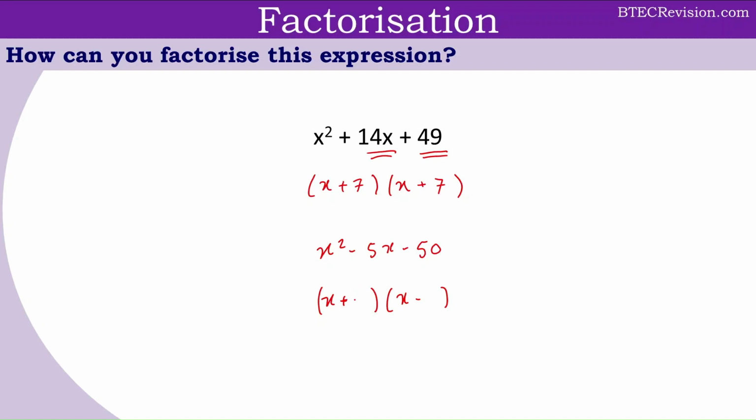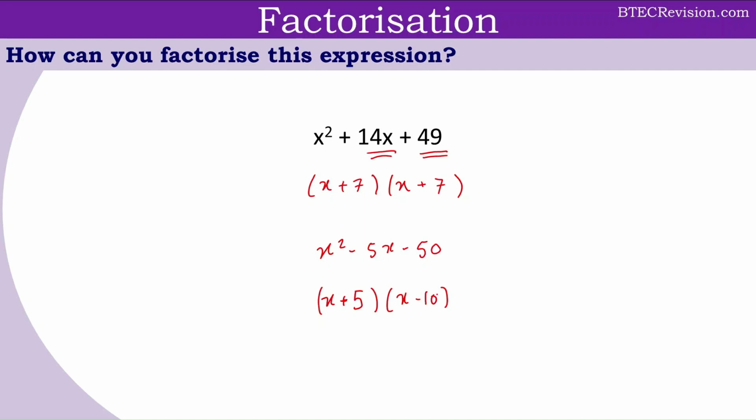Now, is the 5 positive or is the 5 negative? So we need to think. Let's start off with the 5 being positive. 5 times negative 10 gives you negative 50. So that's fine for the last term, but let's have a look for the middle term. So positive 5x, take away 10x, that's going to give you negative 5x. So that is correct. 5 and 10.